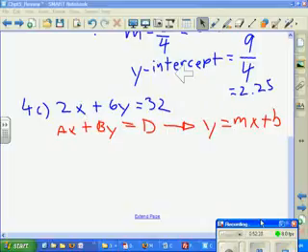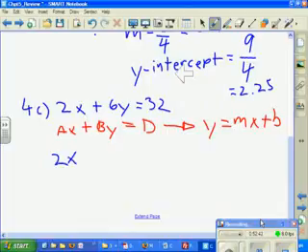Okay, so we are in ax plus by equals d format with this equation here. We want to get it into slope-intercept format, y equals mx plus b. So we want to isolate our y. Again, so let's go with... well, let me rewrite it. 32.